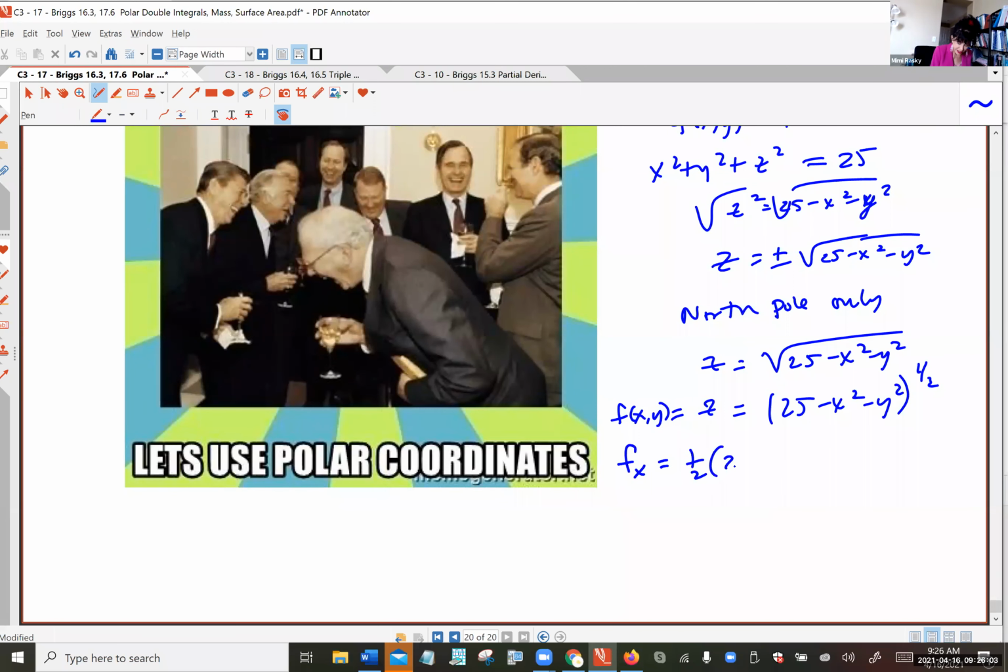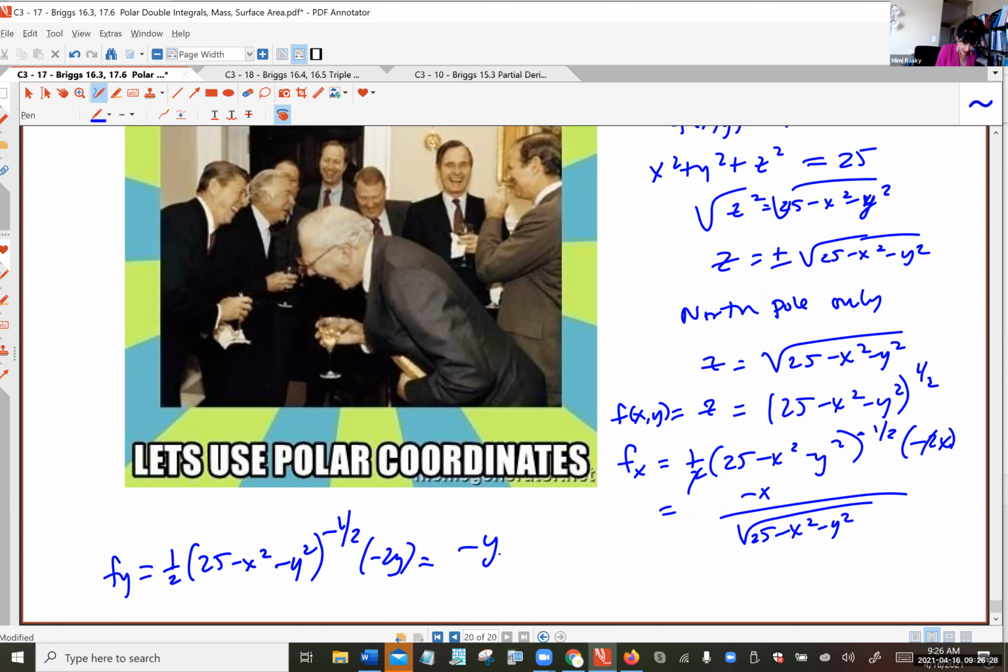So f_x, using the chain rule here, differentiating with respect to x. I know it's kind of gross. And I'm going to reduce this and also rewrite it with positive exponents and then put the radical back in. And f_y is similar. I'm doing it over here. The partial with respect to y, chain rule again, chain rule, chain rule. And when I rewrite this, I get that.